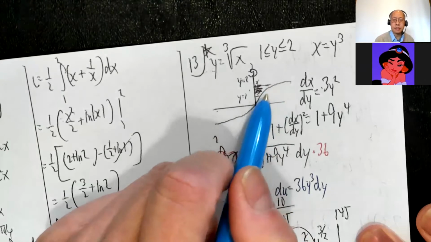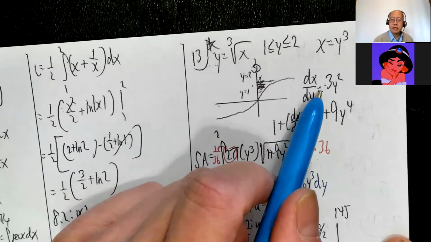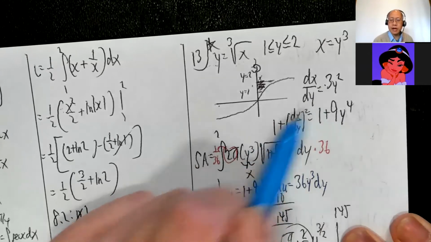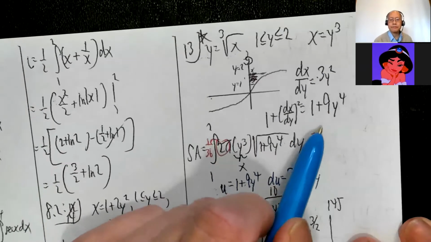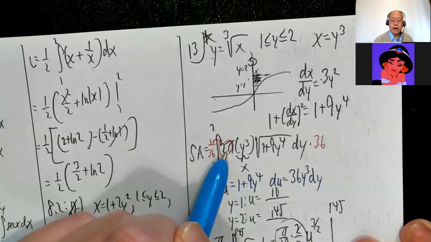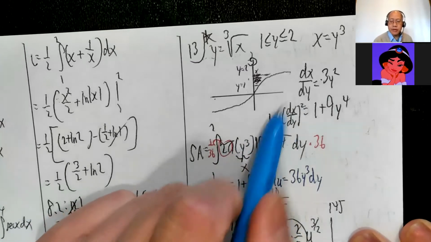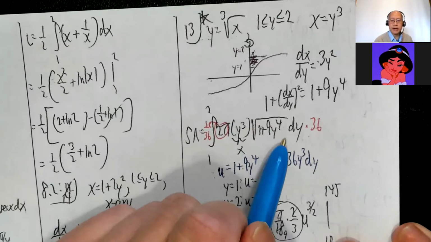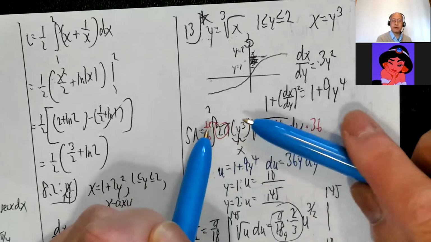Cube root function looks something like this. So dx/dy is 3y squared. Add 1 to the square of that. So 1 plus this thing squared is easy: 1 plus 9y to the 4th. So the integral is 2 pi x, and what's x? Y cubed. Times the square root of this, which looks like the formula for arc length: radical 1 plus 9y to the 4th, dy. This kind of looks like a recurring theme, something we've seen before.